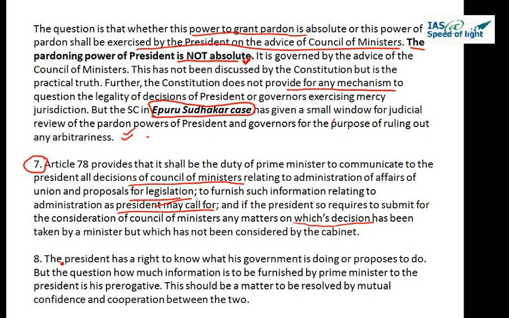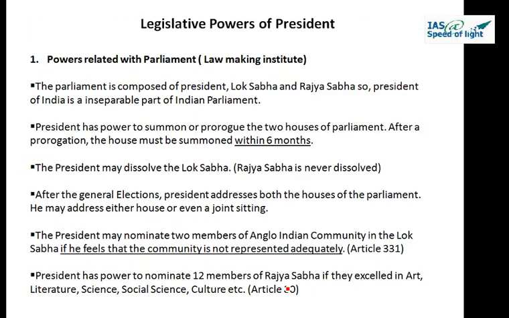Point 8, the President has the right to know what the government is doing or proposes to do. But the question of how much information is to be furnished by the Prime Minister to the President is the prerogative of the Prime Minister. And this should be resolved by mutual confidence and cooperation between the two, that is the President and the Prime Minister.